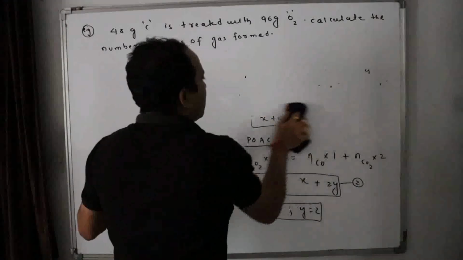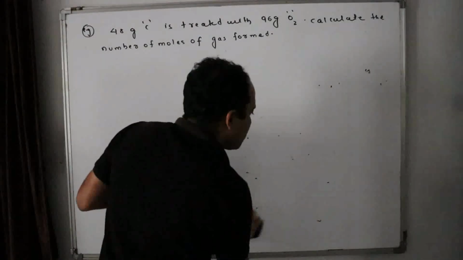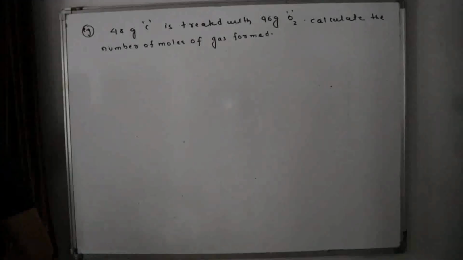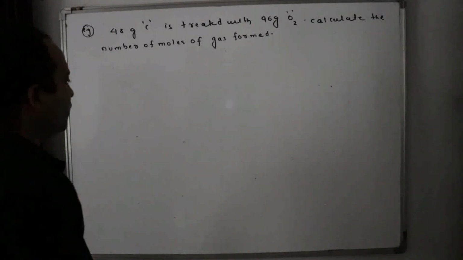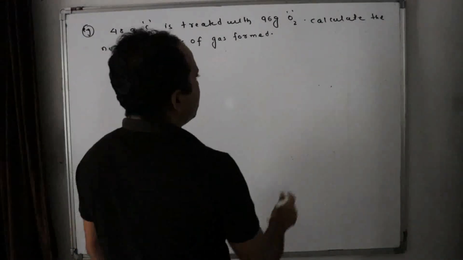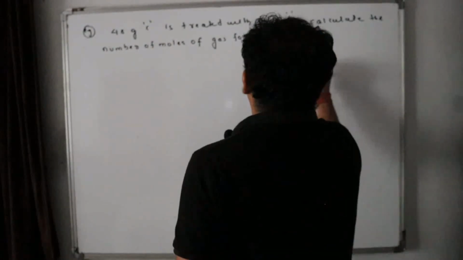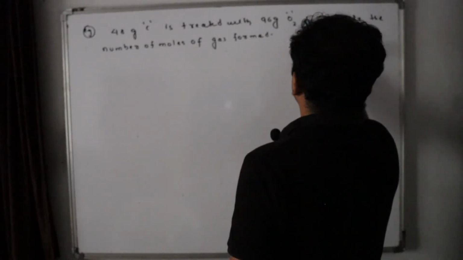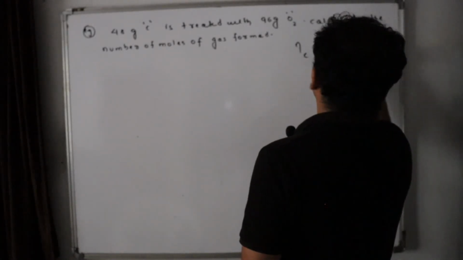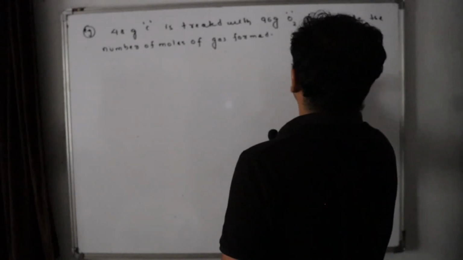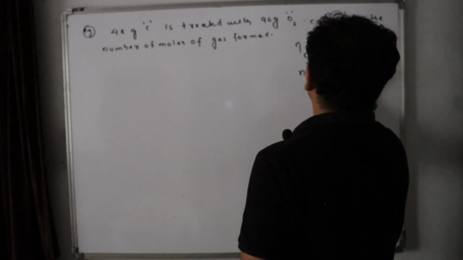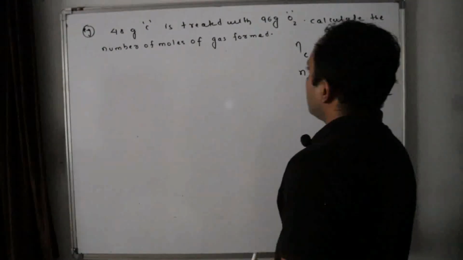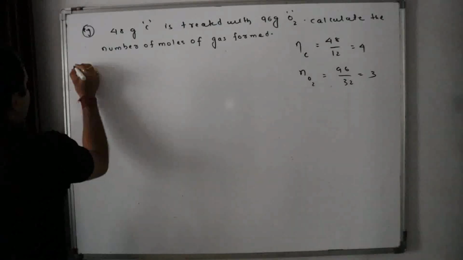Now let us go for the unitary method. What is that unitary method? Look here. Number of moles of carbon, how much? 48 by 12, 4. Number of moles of oxygen, 96 by 32. How much? 3 moles.